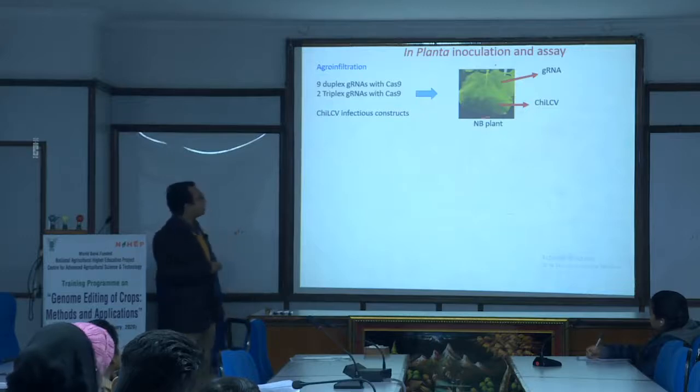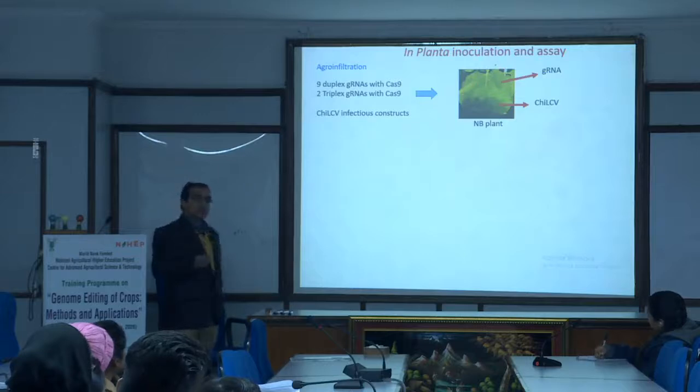So, what we did, we inoculated the gRNA in the bottom portion of the leaf, and we inoculated the virus at the top portion of the leaf. So, the virus will come out from the plasmid backbone, replicate, and when it starts moving and enters this region, the gRNA is ready for that, and all the analysis we then did from this region.